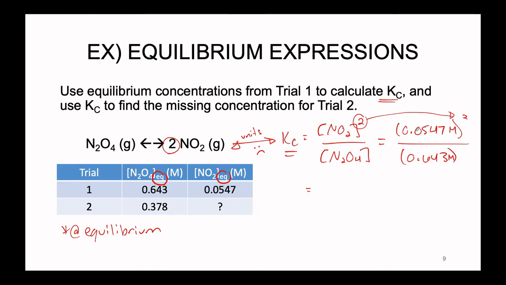So in other words, we're going to be taking 0.0547 squared, dividing it by this 0.643, and this is going to give us a value that is equal to 4.65 times 10 to the negative 3. And there is no unit here. This is going to be a unitless ratio.